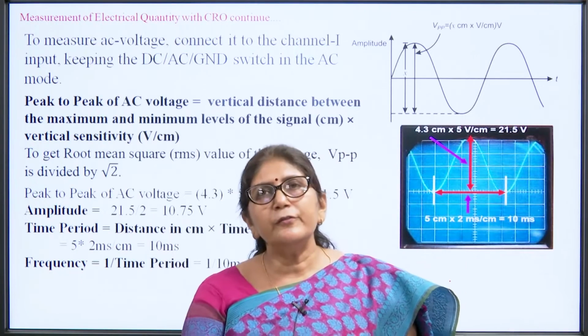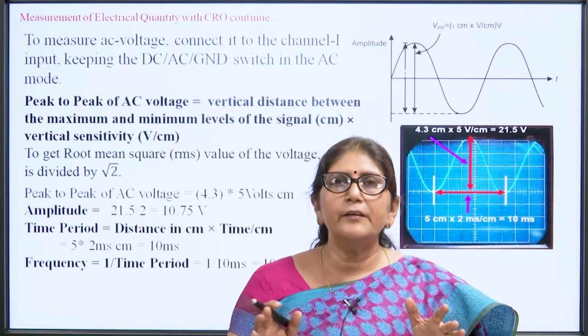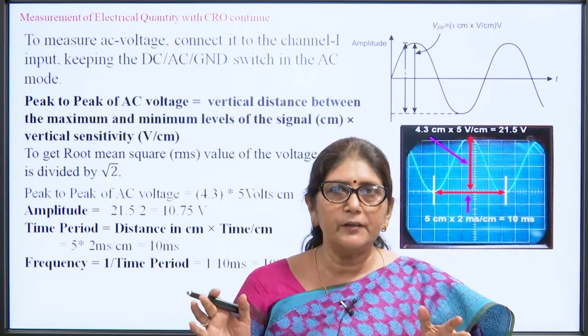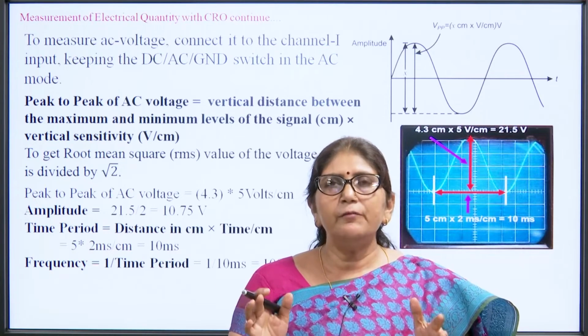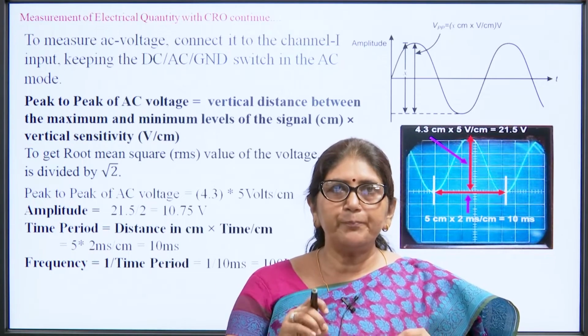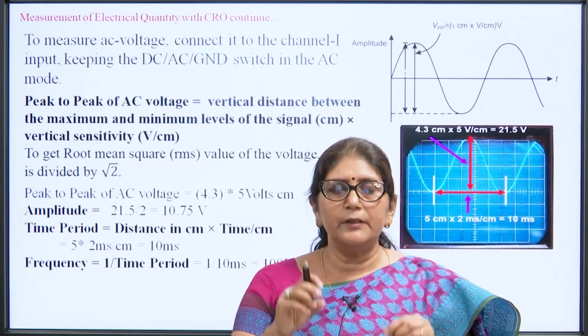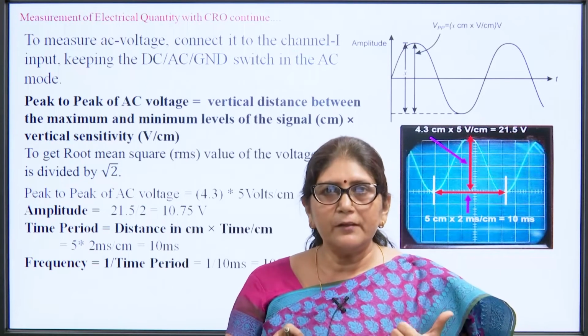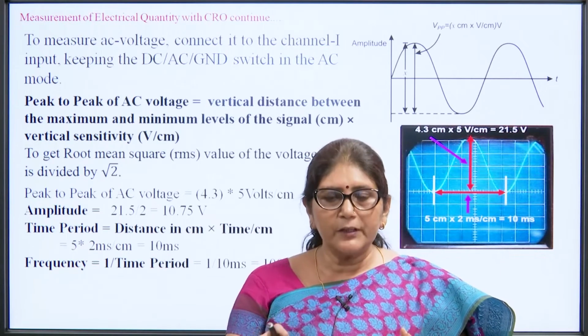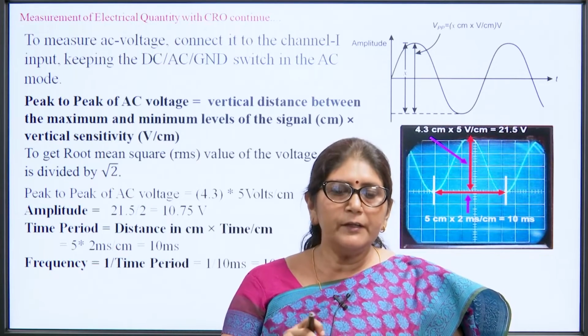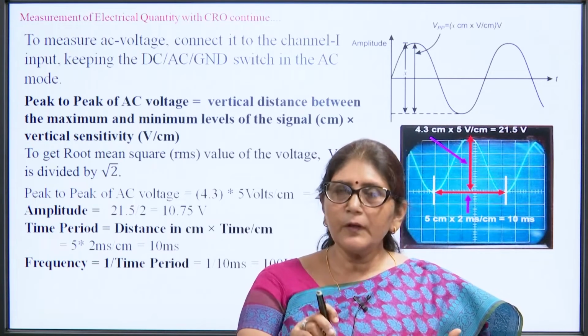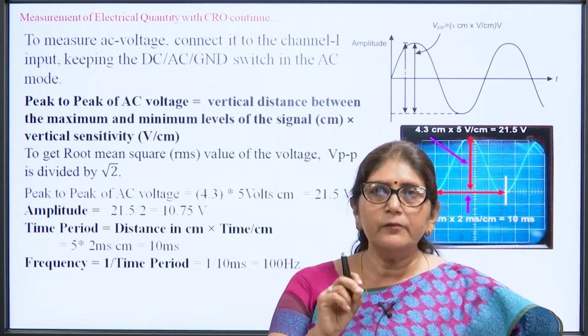Then suppose we want to see the pattern of the signal, that is, we want to see the waveform of the signal. So, what we will do is put this triggering switch at the internal triggering position. So, it will internally trigger the signal that is applied at the Y channel.